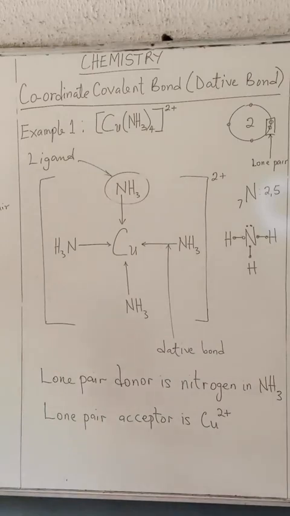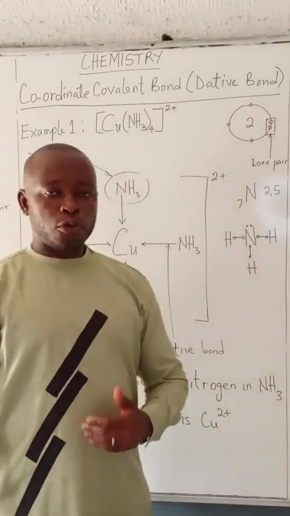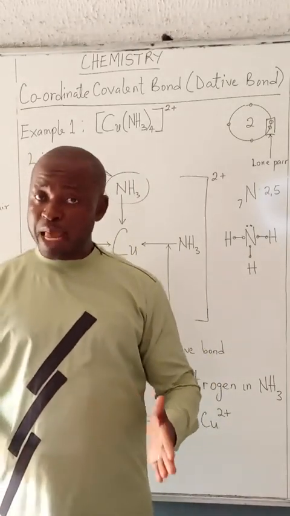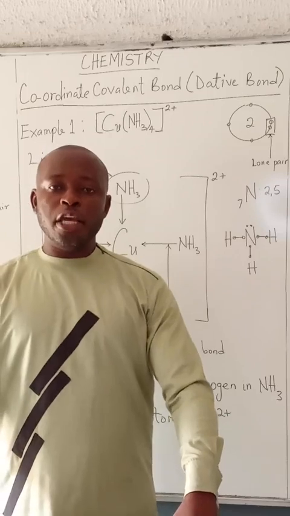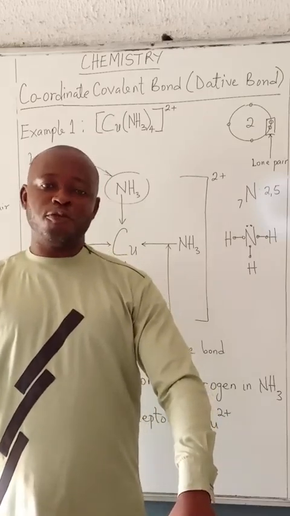Is that clear? We have another example of a compound illustrating dative bond. We will talk about that other example in our next video. And that is example about the bond in H2SO4, that is tetraoxosulfate 6 acid.